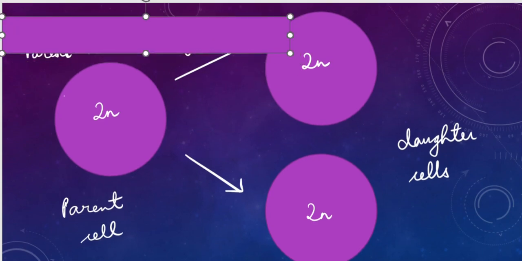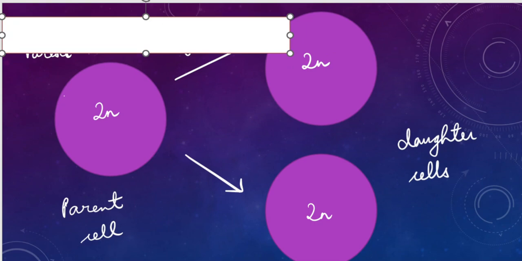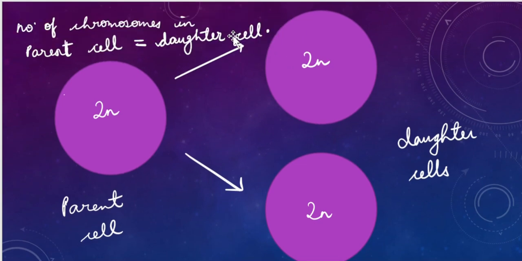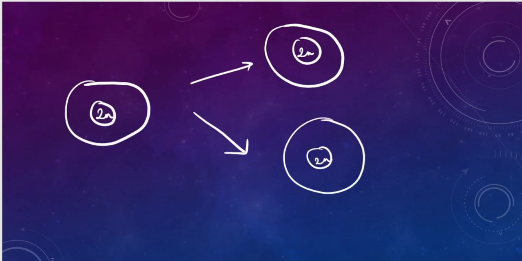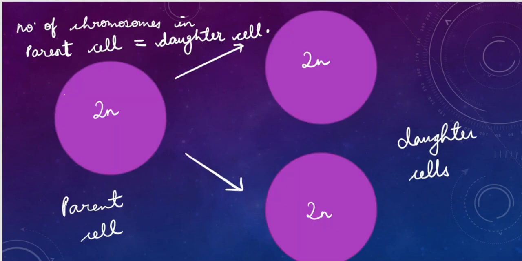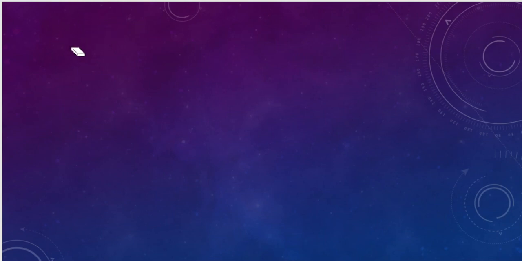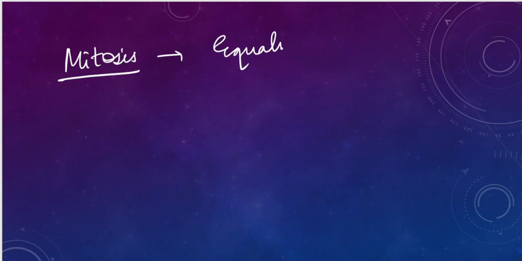Yes, the number of chromosomes are equal. If the number of chromosomes are equal, can we say one thing? We can say that mitosis is equational division.